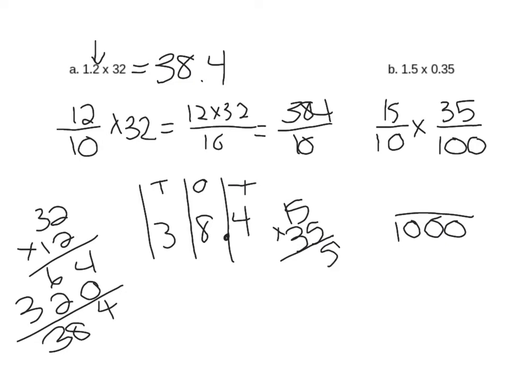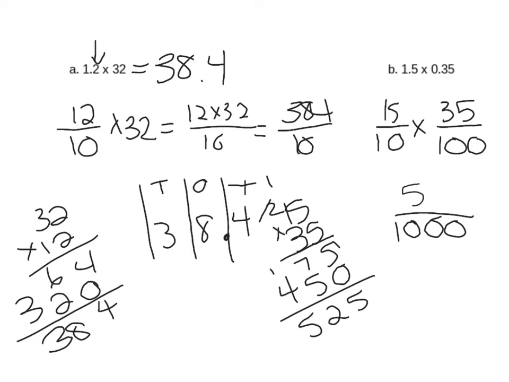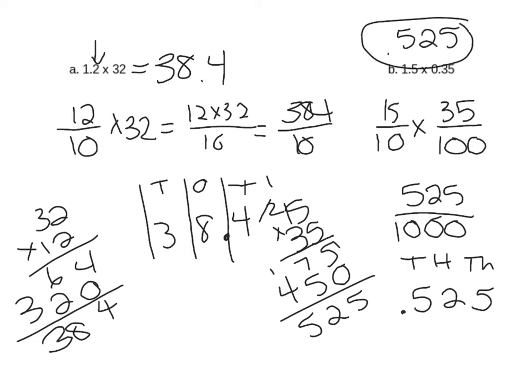So 5 times 5 is 25. 5 times 1 is 5. Plus 2 is 7. Placeholder. 3 times 5 is 15. 3 times 1 is 3. Plus 1 is 4. We add our partial products. We get 525 thousandths. So 5 will go in the thousandths place. The hundredths place will get the 2, and the tenths place will get the 5, and the decimal's always before the tenths place. So 1 and 5/10 times 35/100 is 525 thousandths.